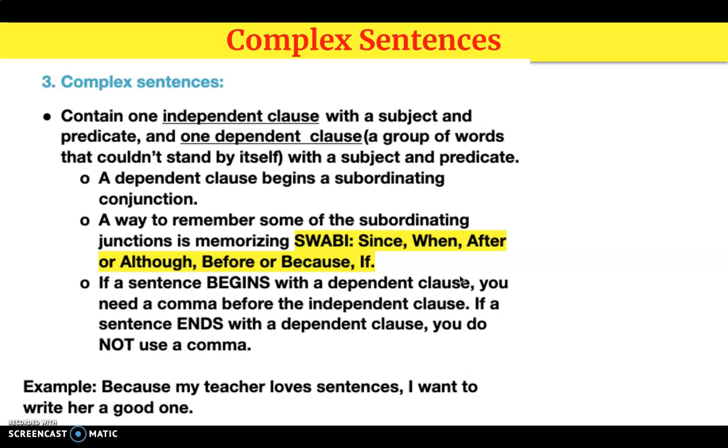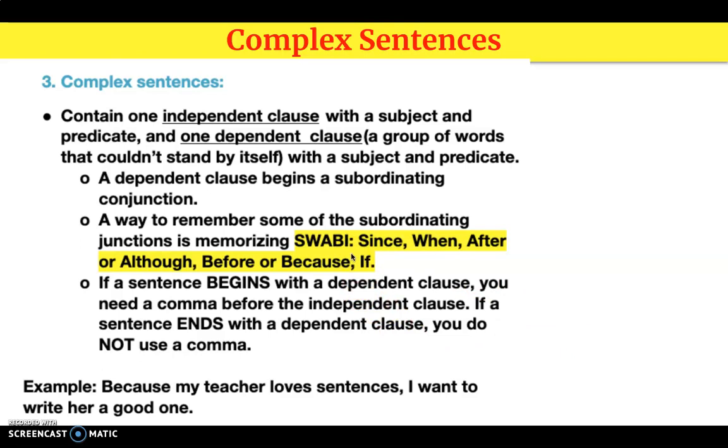A way to remember some of the subordinating conjunctions is memorizing this: SWABI. Since, when, after, although, before, because, if. If you see this, there's a hint that it's going to be a complex sentence. It's a big hint.